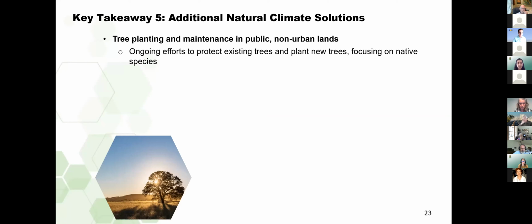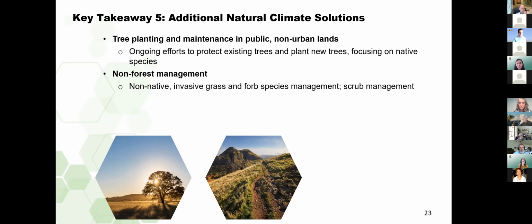First was tree planting and maintenance in public non-urban areas. Ongoing efforts to protect existing trees and plant new trees are occurring on public lands at the local, state, and federal level. These focus on native species, which provide more co-benefits and potentially more carbon benefits because of their natural adaptations. Second, non-forest management. This refers to land management of any habitat type that is not a forest.